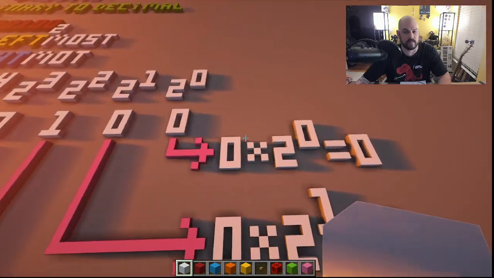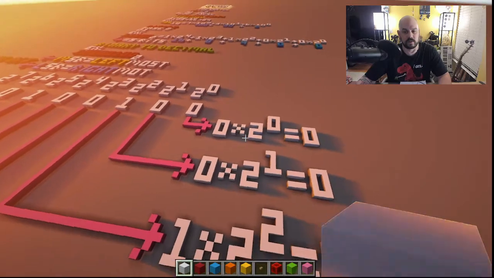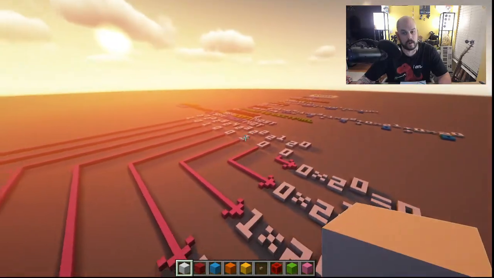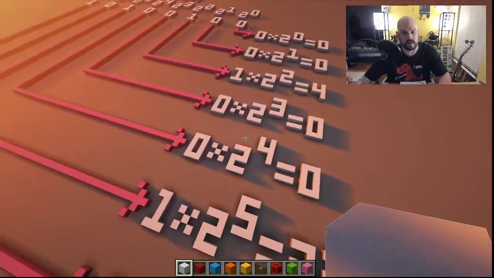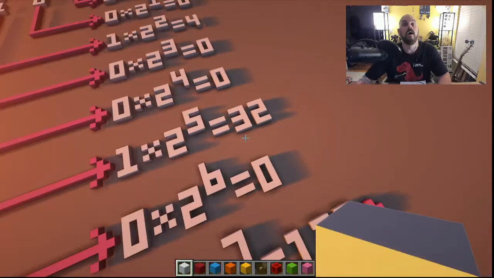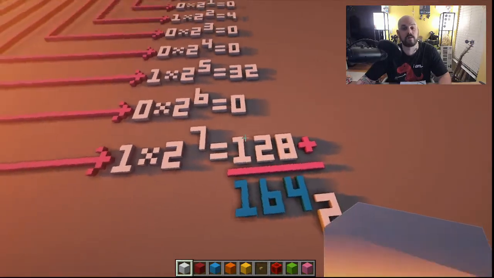We're basically just making this look a little bit simpler. We're stacking it up like addition here. So 0 times 2 to the 0 equals 0. 0 times 2 to the 1 also equals 0. Our first 1 here is going to be 4. 2 to the 3, 0. 2 to the 4 times 0, 0. 1 times 2 to the 5 is 32. 0 times 2 to the 6 equals 0. 1 times 2 to the 7 equals 128.